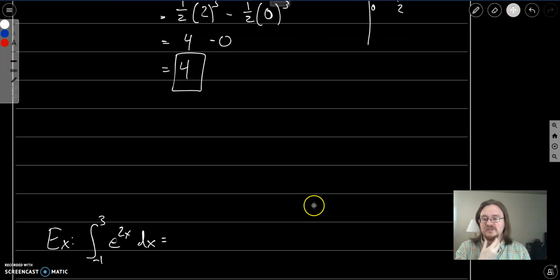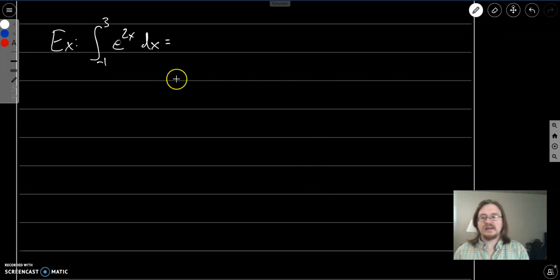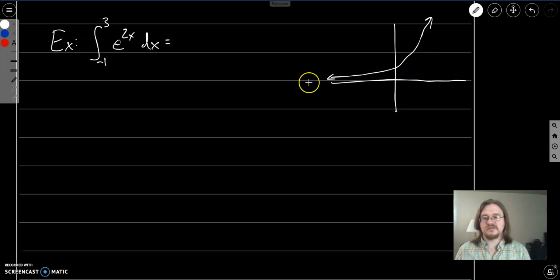So let's do one more example. And again, this is a function that I am not really going to be able to come up with a formula for. So e to the 2x is going to look something like this. It's an exponential function, so it's going to start growing and growing and growing. But as we go off to the left toward negative infinity, it's going to flatten out.